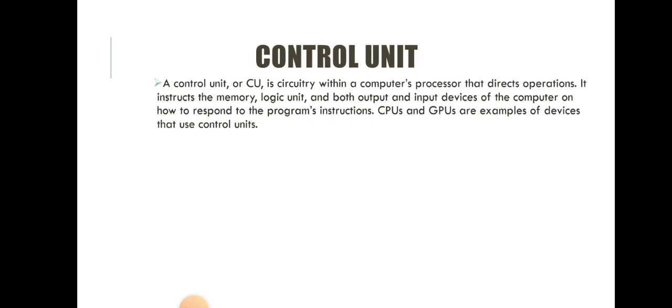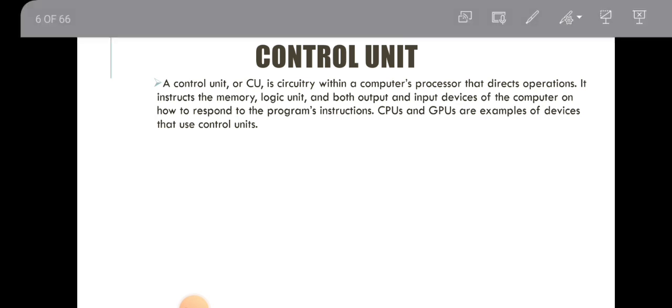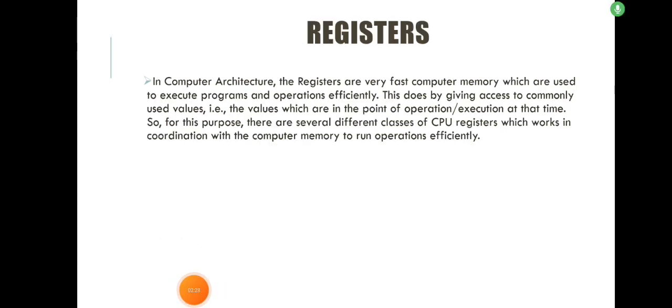And the control unit is a circuit within a computer processor that directs operations. It instructs the memories, logic units, and both output and input devices of the computer on how to respond to the program instructions. CPUs and GPUs are examples that use control units.